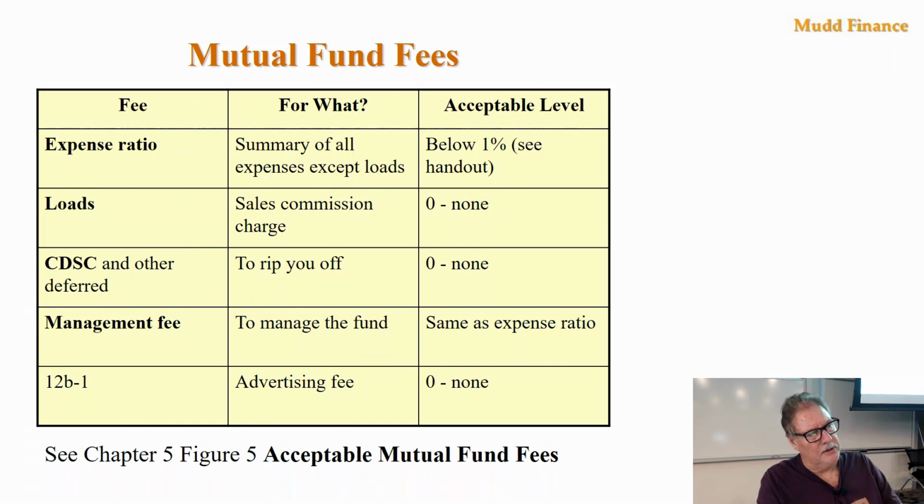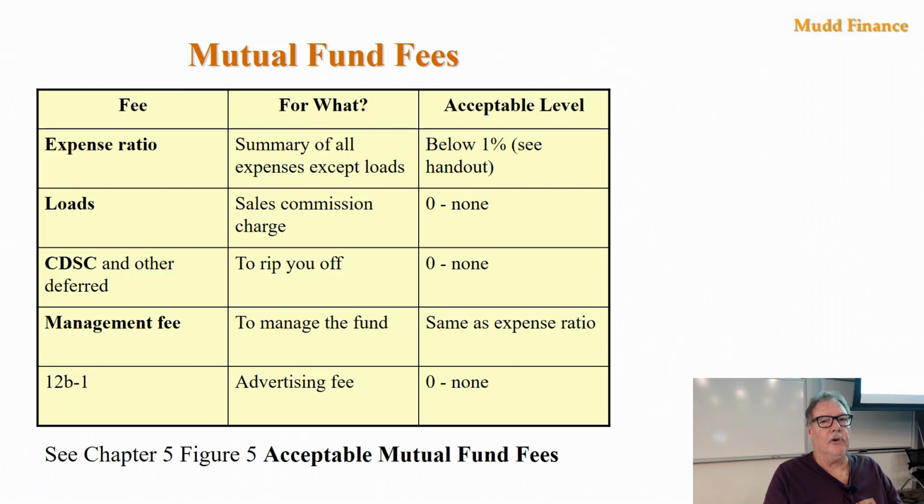But you'll see under the fee structure that they'll have these things listed. And so they're listed as expense ratio. They're required to list that. Loads, CDSC and other deferred charges, management fees, which are now usually subsumed under the expense ratio, and the 12b-1 fee. And that's the advertising fee.